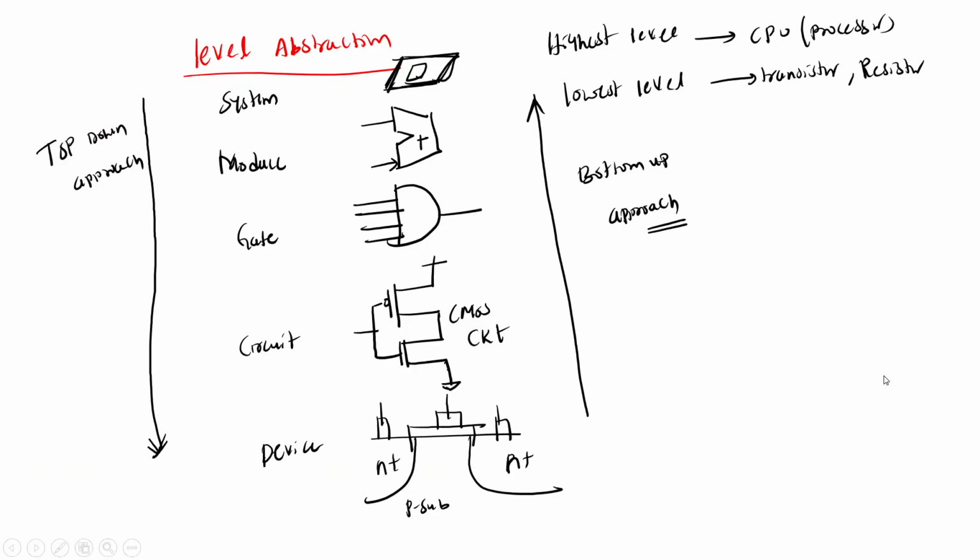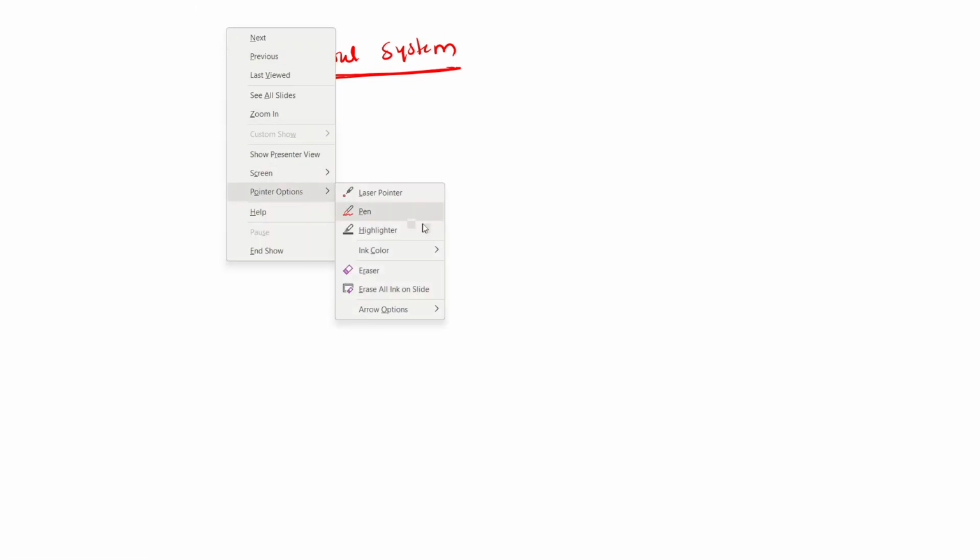So next, if you see the combinational circuits and sequential circuits. In digital circuits, there are two types: combinational and sequential. If you see digital systems or digital electronics, this is divided into two parts: combinational circuits and sequential circuits.